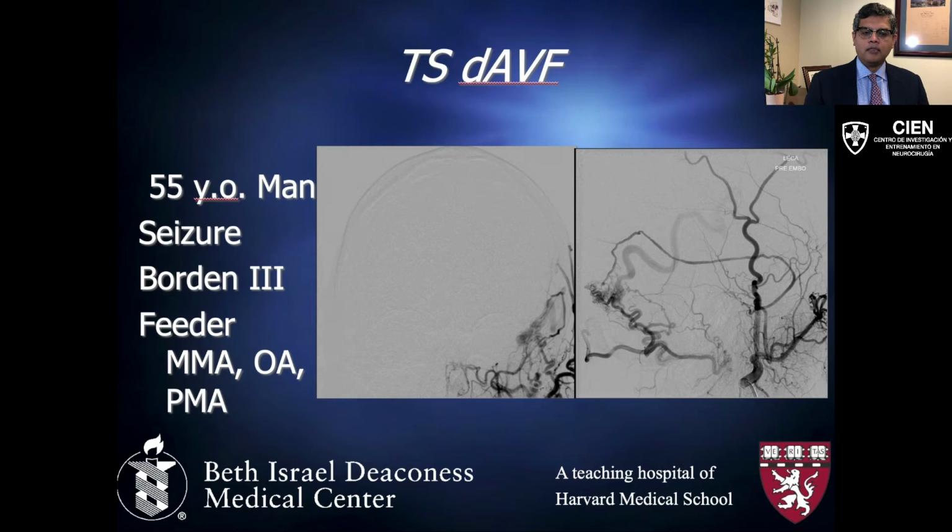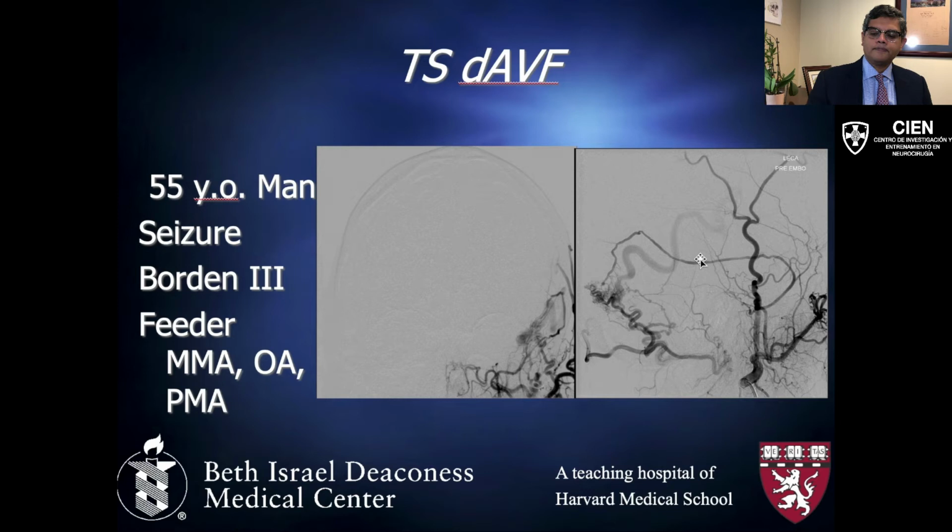Borden fistula. And you can see this is a transverse sinus fistula, which is predominantly supplied by the middle meningeal artery, the occipital artery, and there's also some supply from the posterior meningeal artery. But it then drains into a vein, which eventually is draining cortically. Almost like, it's not a vein of Labbé, but a very large vein that drains anteriorly.